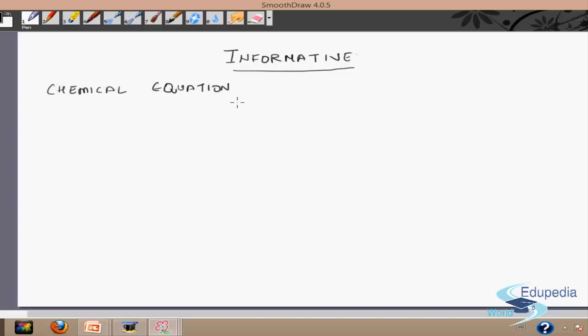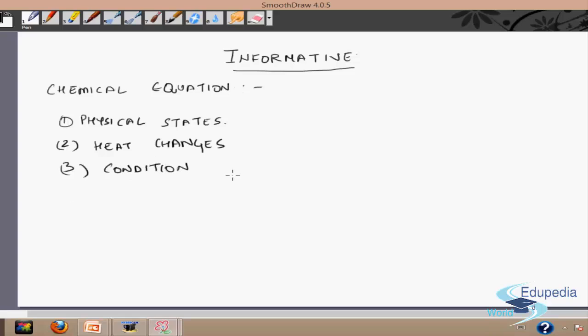Chemical equations can be made more informative first by physical states. We can add the physical states of the reactant and product. We can also indicate the heat changes and the conditions under which the reaction takes place. Let's understand now one by one. We know that there are 3 kinds of physical states: solid, liquid, and gas.